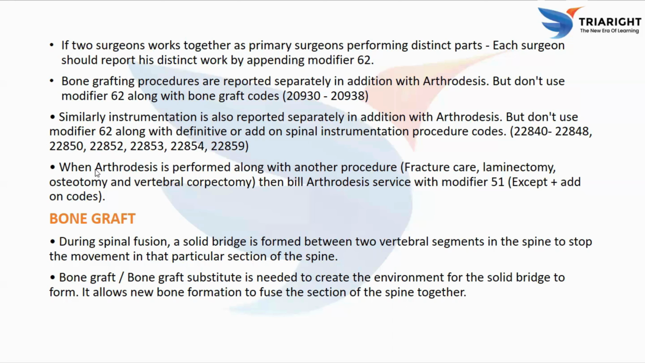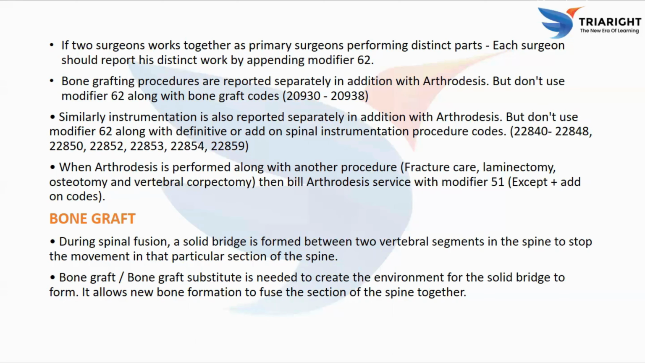And next procedure is bone graft. So what happens during spinal fusion? Surgeon wants to stop the movement at a painful or an unstable level. So a solid bony bridge must form between two vertebrae. So why is this bone graft needed? A bone graft provides a scaffold, growth factors, and the cells that promote new bone formation.